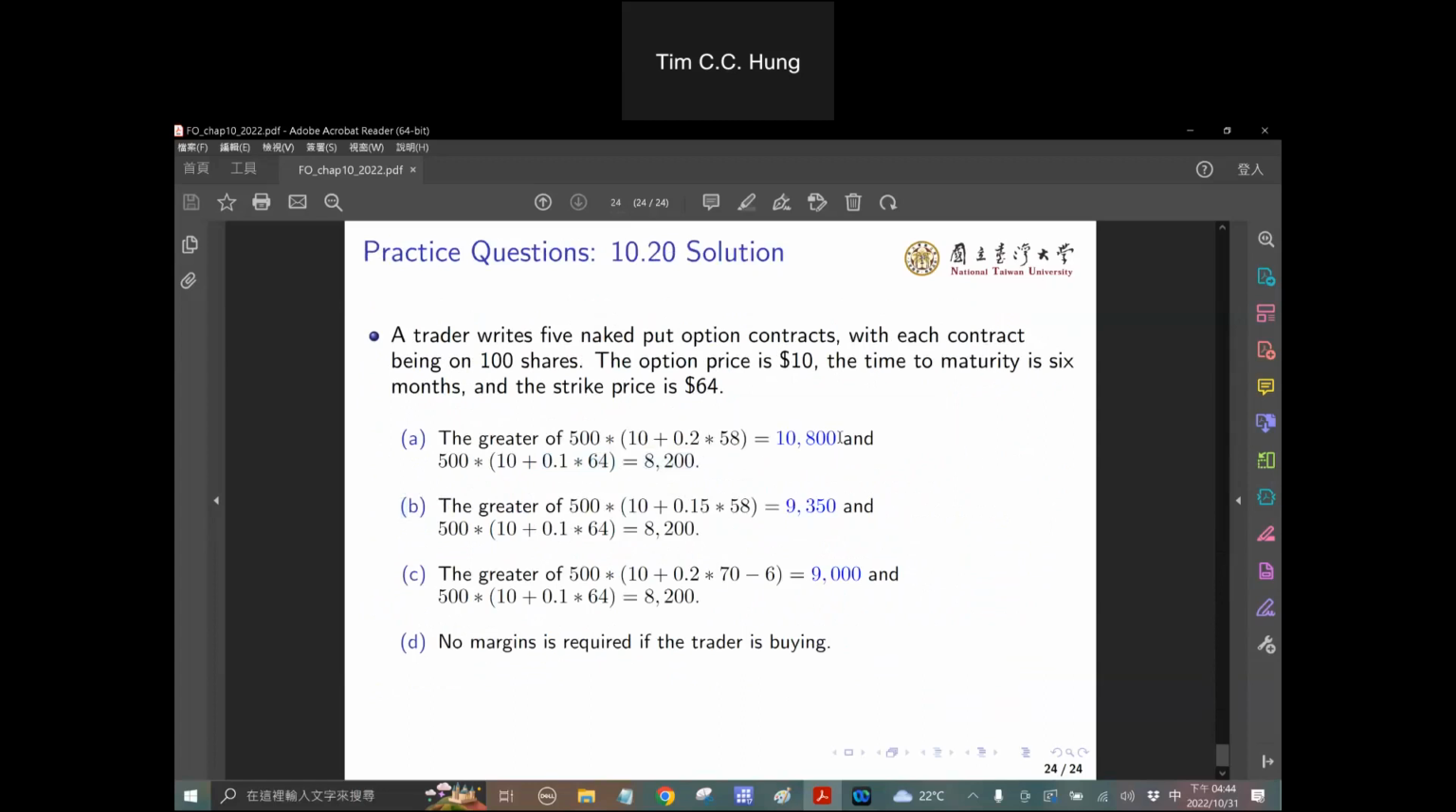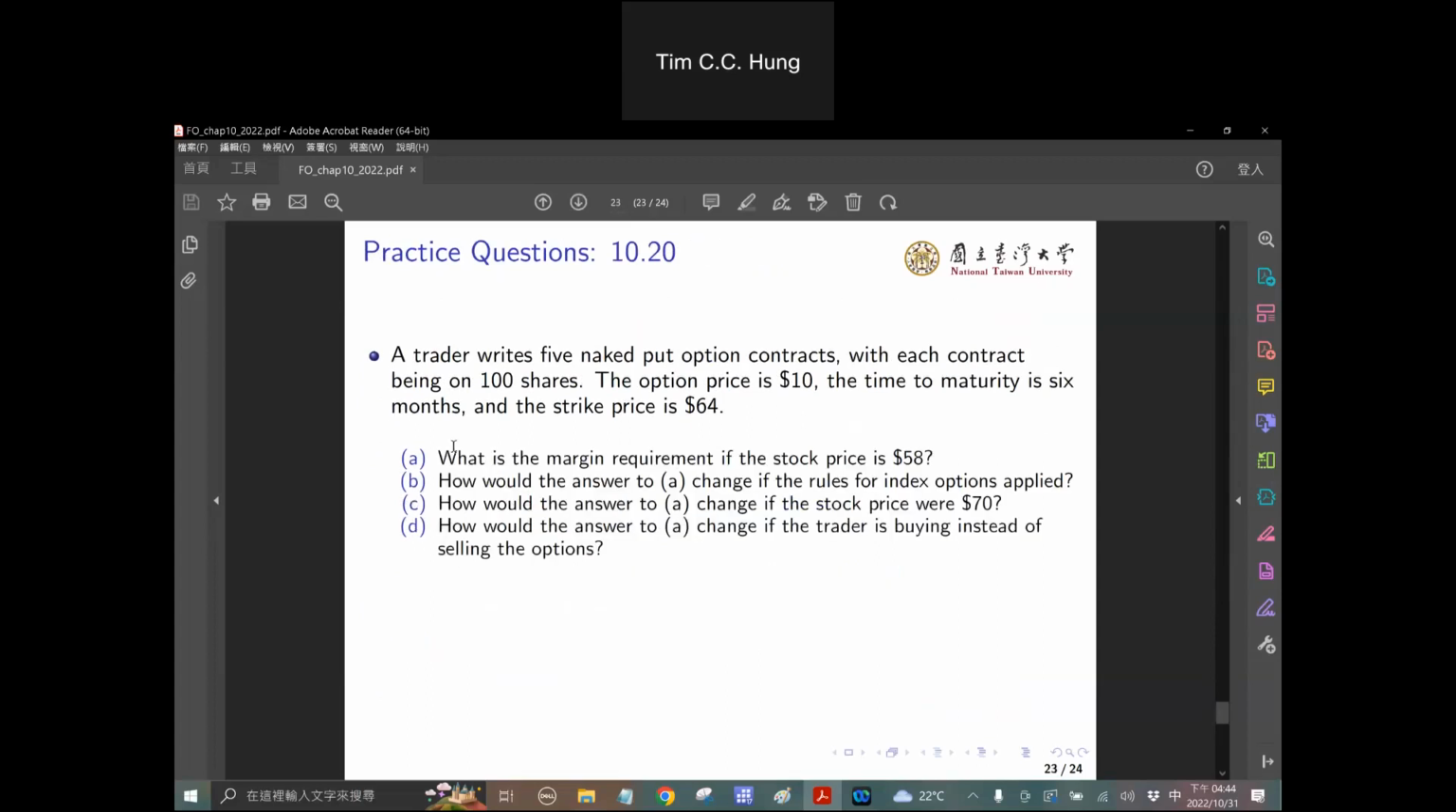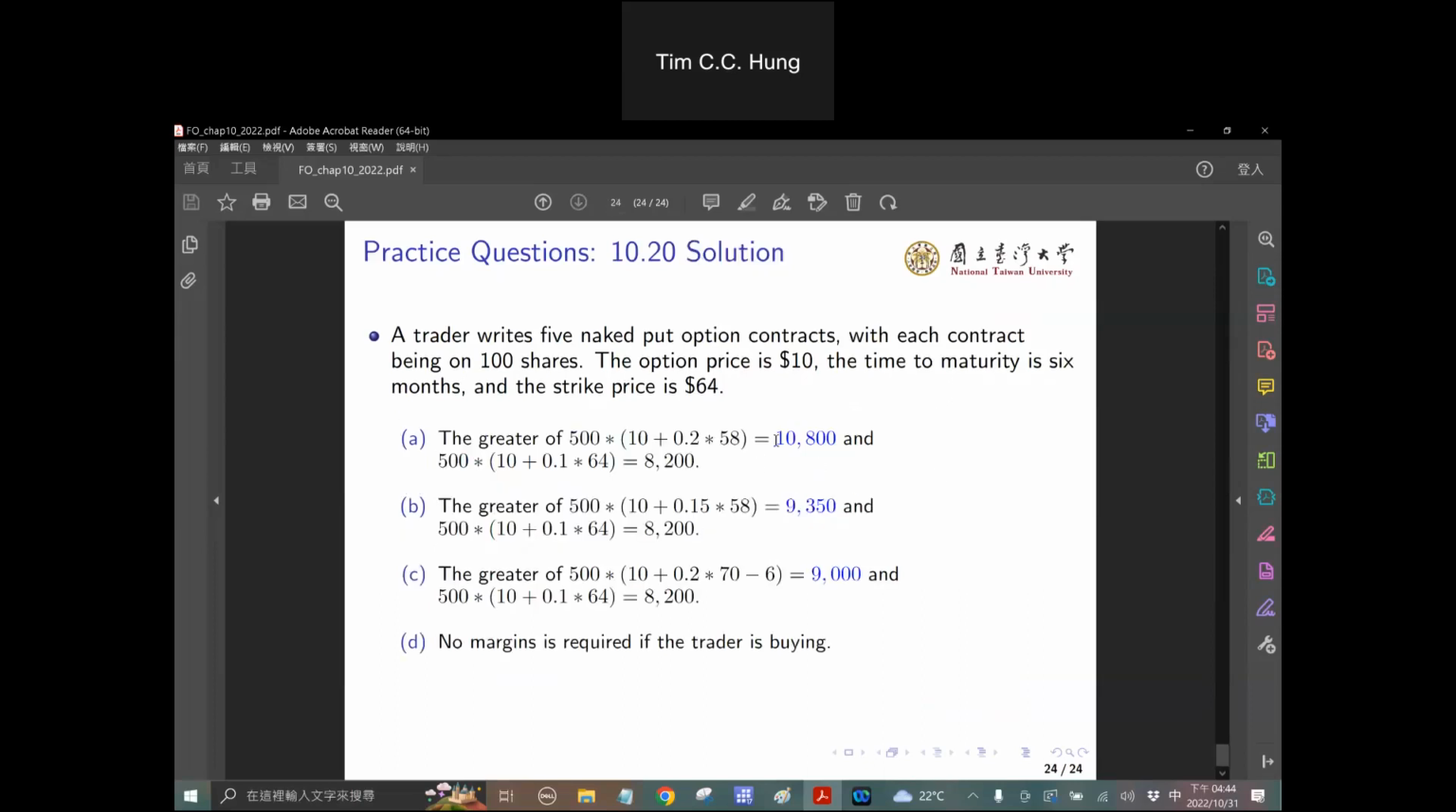The first calculation gives us a value of $10,800. The second calculation gives us $8,200. We're picking the one that's higher. So in the first scenario, when the stock price is $58, the initial margin requirement will be $10,800.